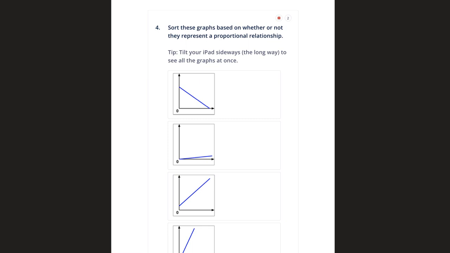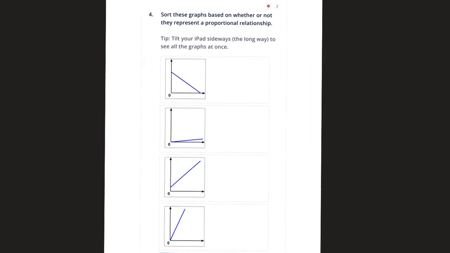All right, students, you are very good at this skill. I've seen it. Looking at a graph, remember those two things we need to see in a graph. It needs to be a straight line and go through the origin, or 0, 0.